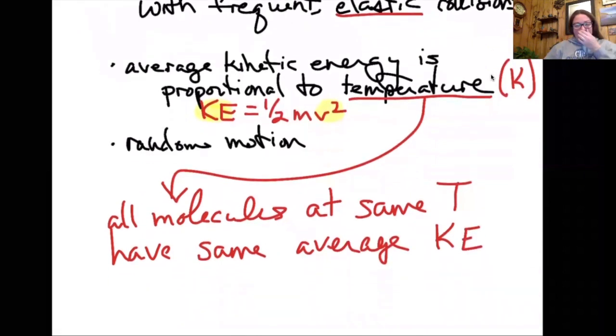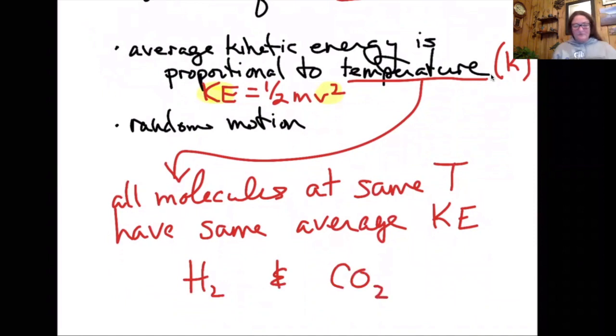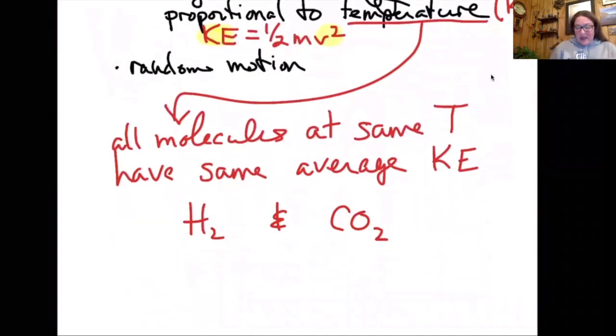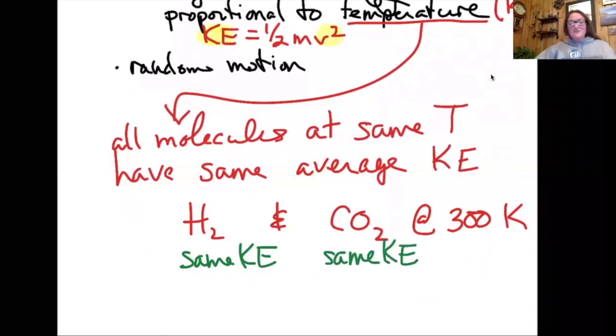So suppose I have hydrogen and CO2, and they're both at 300 Kelvin. At 300 Kelvin, I would find that the kinetic energy of each particle is the same. So if I asked you which one had more energy, they have the same energy because they're at the same temperature.